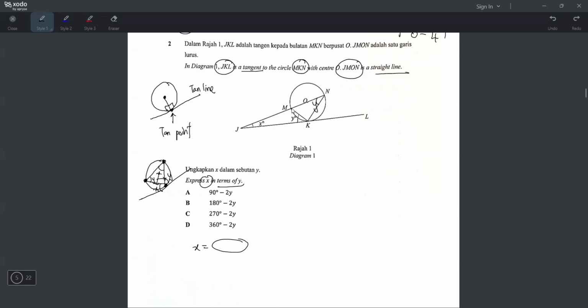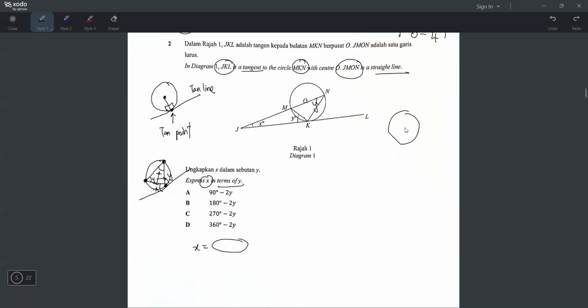Okay, next, what else do I know here? Did you realize I cannot use this, right? The reason why I cannot use this is because they never draw a line from the center to the tangent point, right? So we cannot simply put 90 wherever we want. But look at this line. This MON. Did you realize this is the diameter?